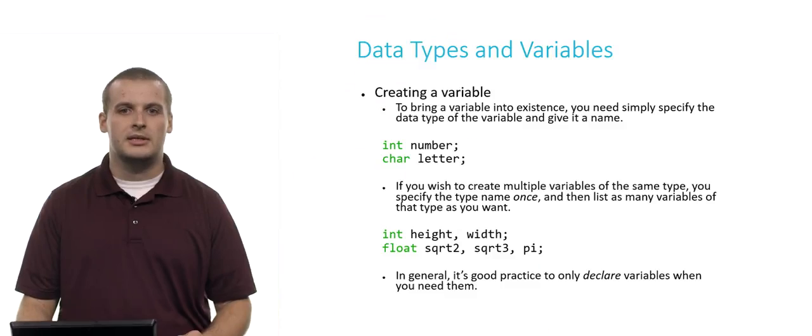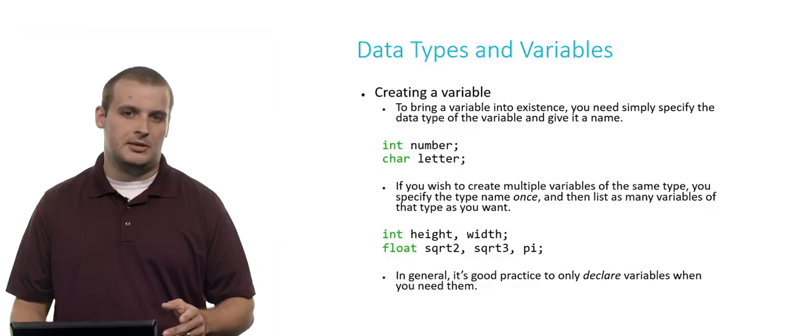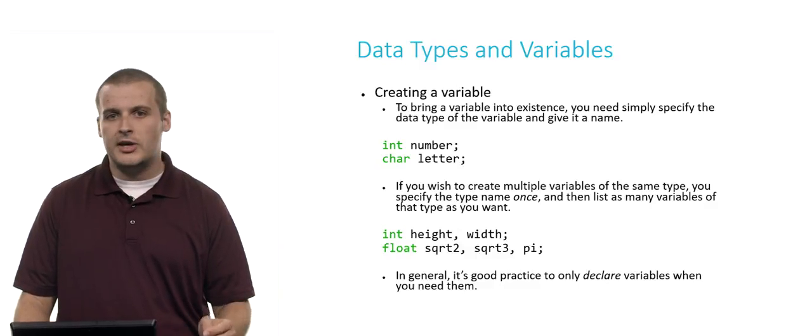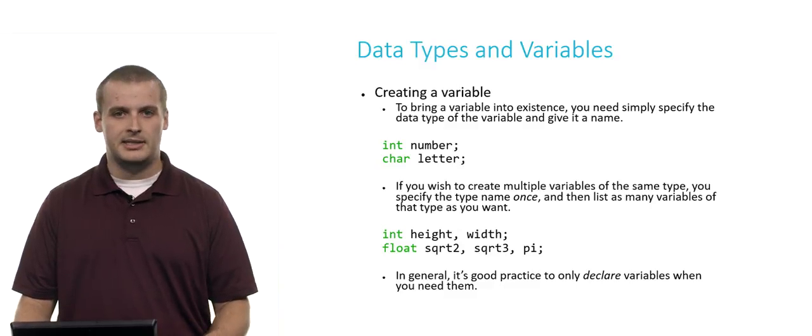So here's two examples. int number; char letter; What have I done here? I've created two variables. The first, the variable's name is number, and number is capable of holding integer type values because its type is int.